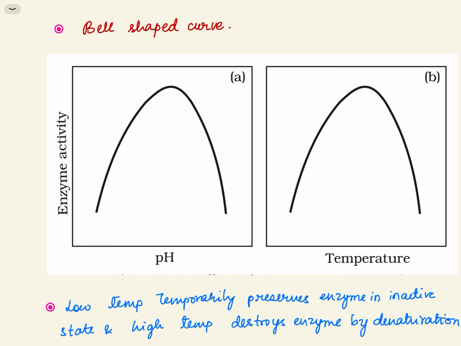So it is different for different enzymes. It is not the same for all the enzymes. It varies, but that is what is known as optimum. Below that also the activity decreases. Above that also the activity decreases. Therefore, you get a bell-shaped curve.